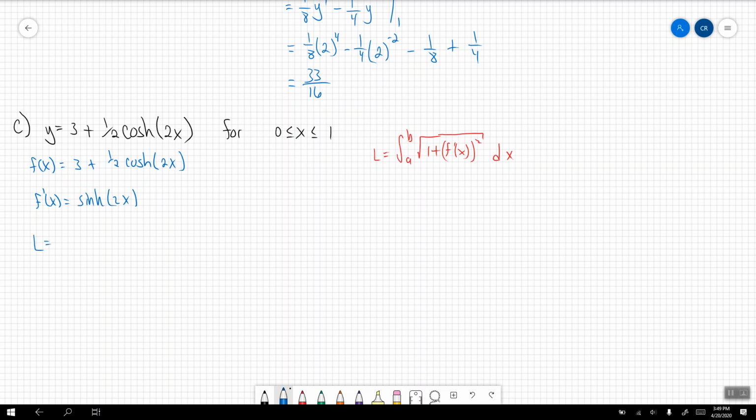Now all I have to do is arc length, evaluate from 0 to 1. This is going to be the square root of 1 plus hyperbolic sine of 2x squared, and that's all going to be with respect to dx.